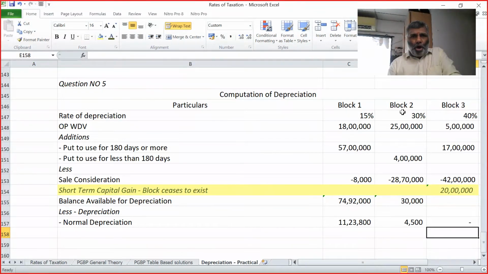Repeating, normal depreciation of block 1 is directly computed. Block 2, though the balance available is 30,000, can only be apportioned to the last purchased asset, and the last purchased asset is less than 180 days. So I can only claim half of the eligible depreciation. Eligible being 30%, I claim 15%.